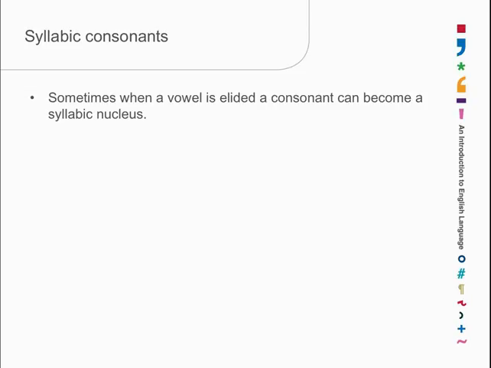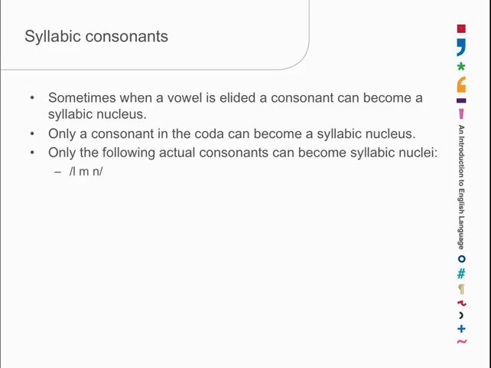The particular kind of consonant has to be in the coda, and it has to be one of the following 3. L, M and N. They're the only 3 in English that can take over the central position in a syllable, the nucleus position.